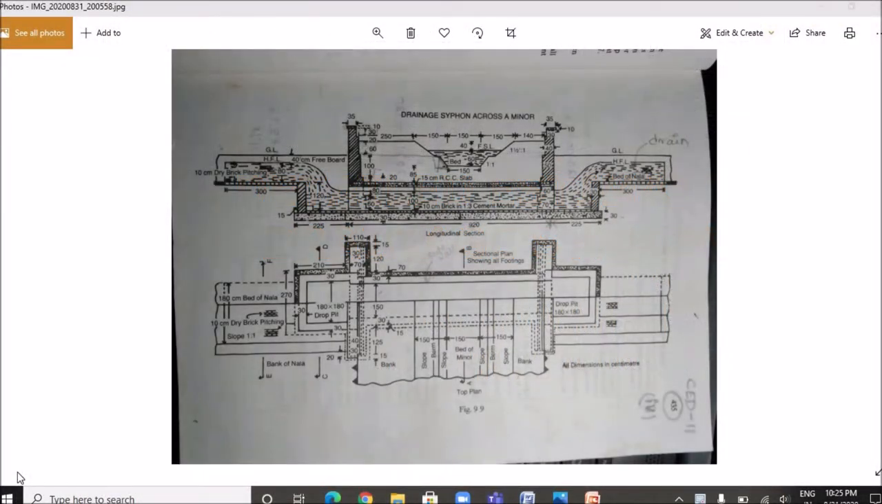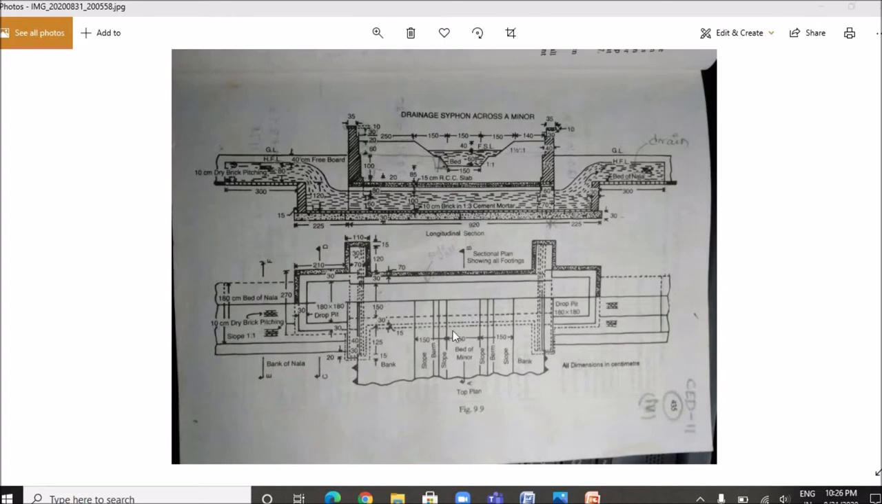Before going into the detailed estimate part of drainage siphon, first let us understand the different parts of a drainage siphon through the plan which has been given to us. So, students, see, this is the nala or the drain, and it is taken under an irrigation channel. So this is the irrigation channel, and the portion which is shown with slanted lines, this portion and this portion, these two represent the wing walls.